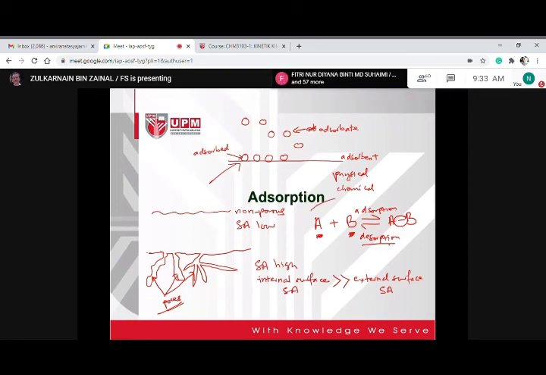Okay, so meaning that the adsorption process can also be regarded as an equilibrium process or reversible process, depending on the affinity of A to B, or the adsorbate to the adsorbent. Right.